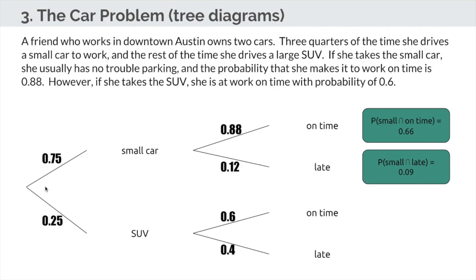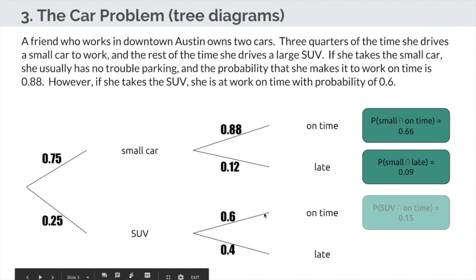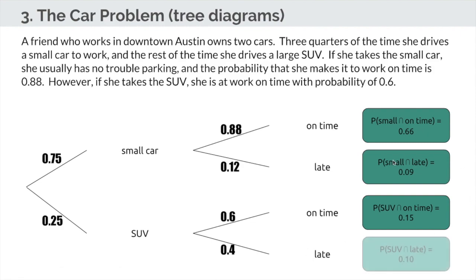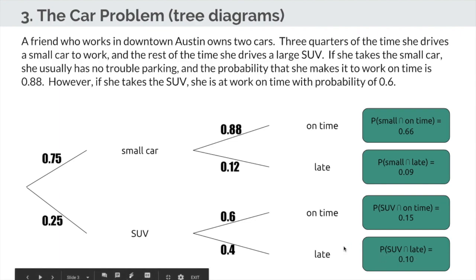Third thing that can happen is she drives the SUV and is on time. So 0.25 times 0.6, which is 0.15. So probability of SUV and on time is 0.15. And then the fourth thing that can happen is that she drives the SUV and is late. So 0.25 times 0.4 is 0.1 or 0.10. So the probability that she drives the SUV and is late is 0.10 or 0.1.